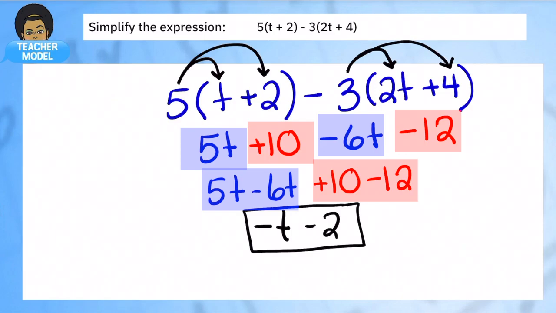Hit pause so you can jot this into your notes. I hope this was really helpful, Math Marvels. You can now go on to practice and work on being an expert in using the distributive property and combining like terms when you see algebraic expressions.